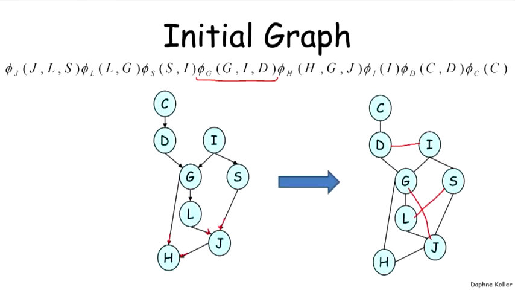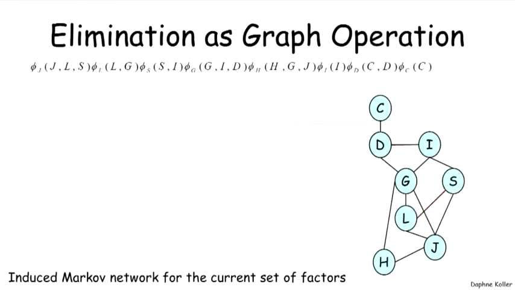This step, by the way, is called, not by me, moralization, because of the dubious moral value of marrying the parents of a child, no matter how many of them there are. And so I did not invent that name. So having moralized the graph, we now have this version of it. And this is what we previously defined to be the induced Markov network for the current set of factors.